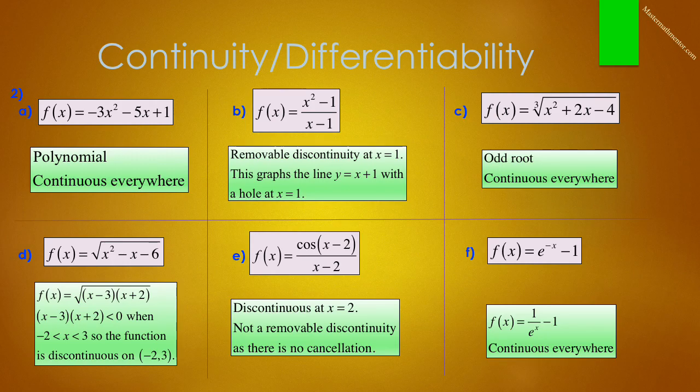E, f of x equals the cosine of (x minus 2) over (x minus 2) is discontinuous at x equal to 2. There is no removable discontinuity here because you cannot cancel. And finally, f of x equals e to the negative (x minus 1), which is 1 over e to the (x minus 1). And e to any power is positive, and therefore this function is continuous everywhere.